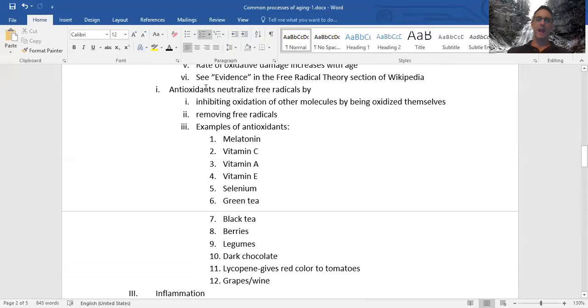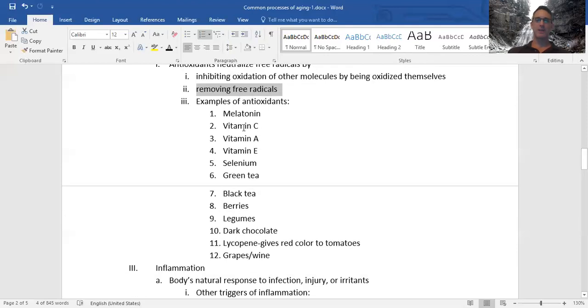But the way that antioxidants typically work is they inhibit the oxidation of molecules by the free radicals or by the ROS because they get oxidized themselves, and then we have ways to get rid of them. Some of them will also get rid of the free radicals directly. This is not an exhaustive list of antioxidants. This is just a representative list.